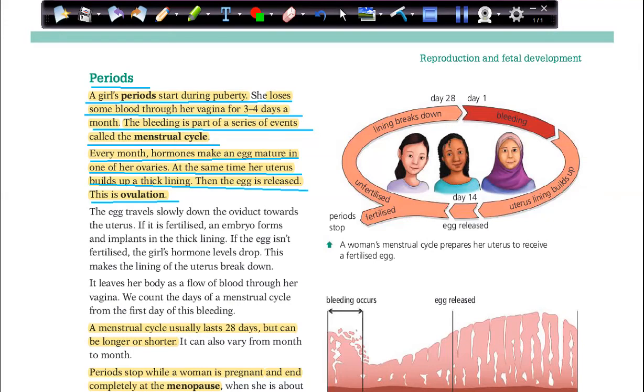If the sperm cell doesn't fertilize the egg cell, this will cause bleeding. The egg will drop down. In this case, the hormone levels will decrease again in the blood. Then the thick lining will break down and go down as bleeding. So the egg travels slowly down the oviduct towards the uterus. If it's fertilized, an embryo forms and implants in the thick lining. If the egg isn't fertilized, the girl's hormone levels drop. This makes the lining of the uterus break down.